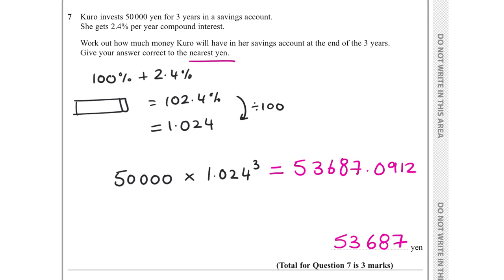Remember, this is a 3-mark question. You need to show your multiplier for one of the marks. You need to have 50,000 times 1.024 to the power of 3 because it's 3 years. You have to have your answer and then your rounded version. Sometimes people just put 102.4% here. If you were to put that here and put to the power of 3, you will not get the marks. Your multiplier method has to be in decimal form.